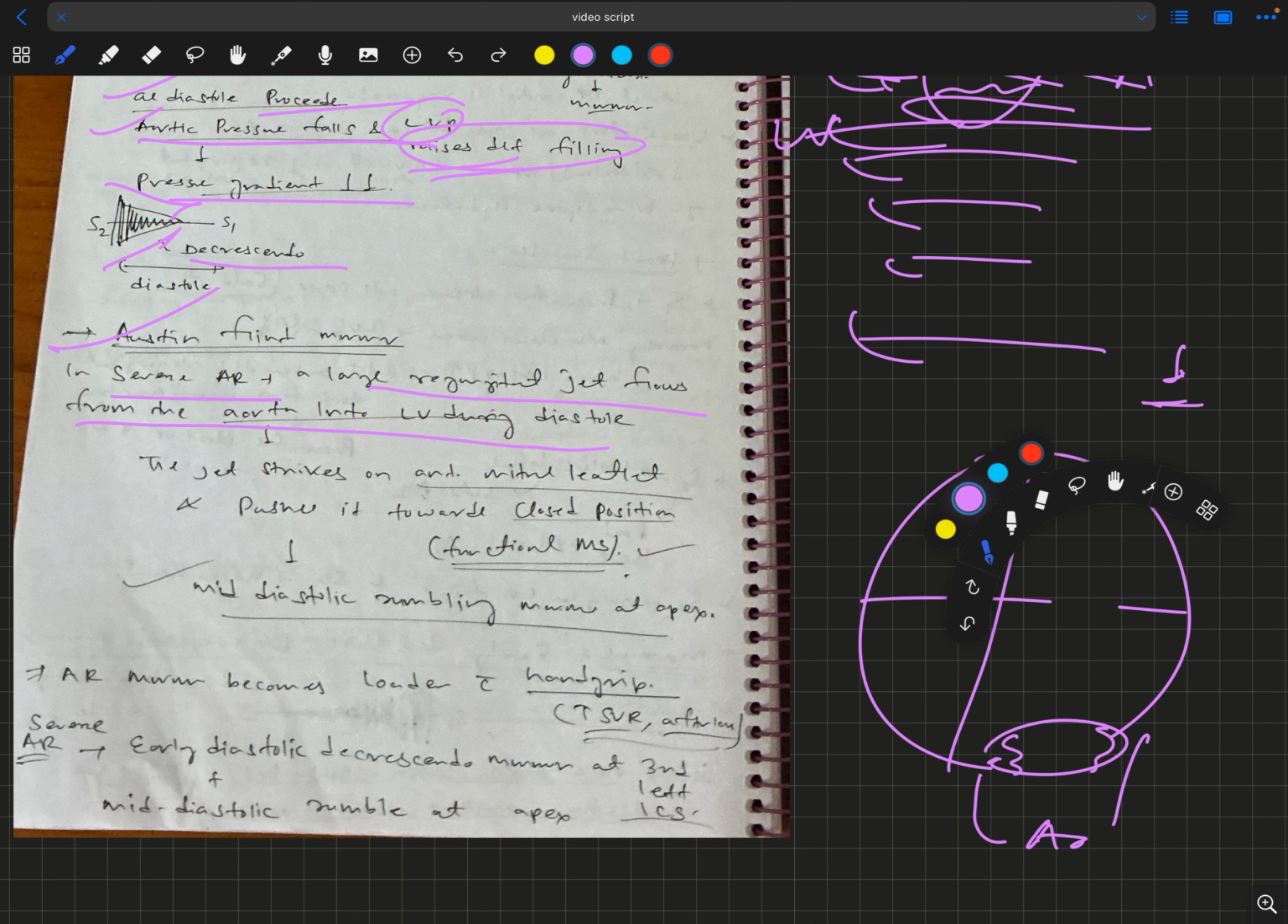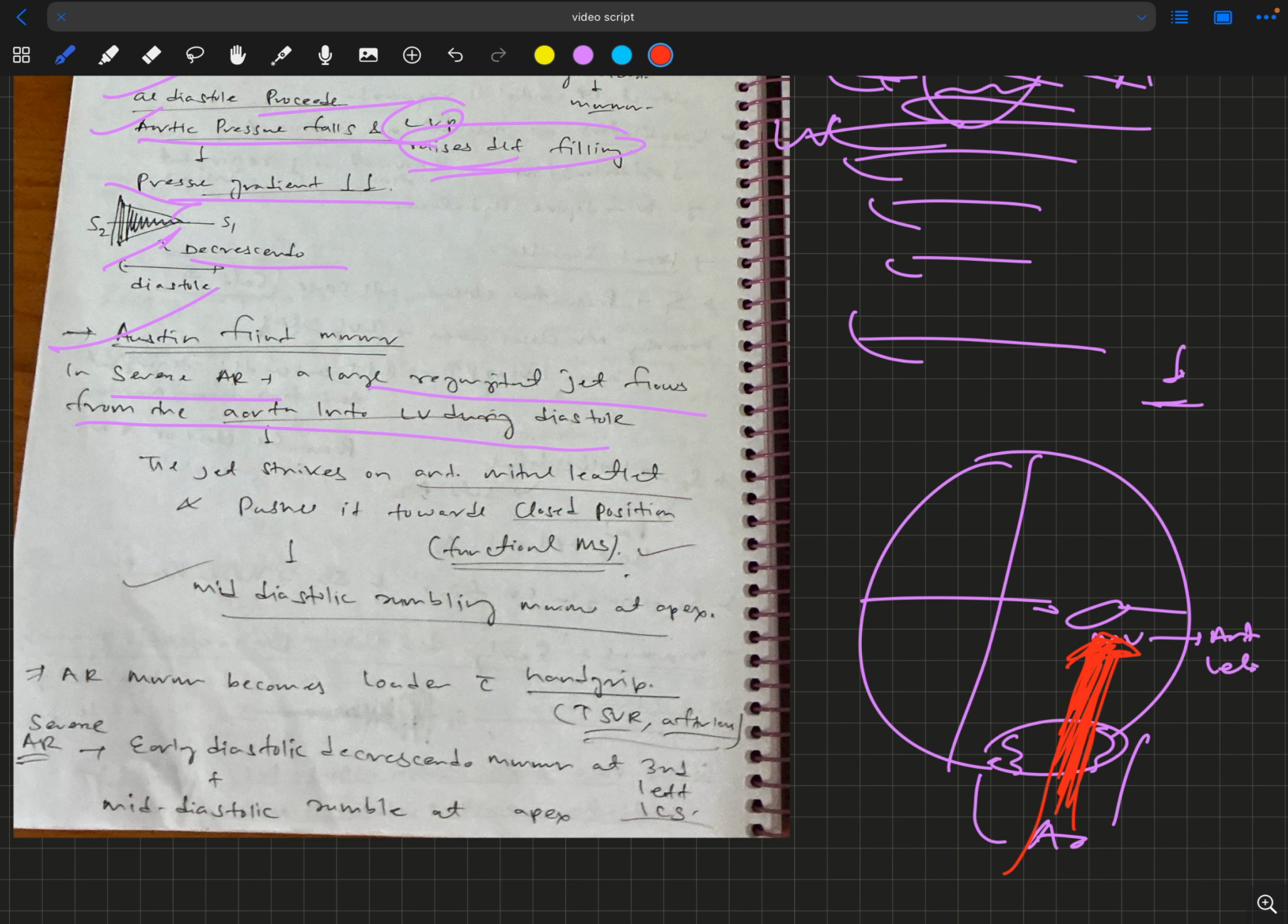Suppose this is the mitral valve, anterior leaflet. Now a large jet of blood is coming and striking the anterior leaflet of the mitral valve. When it strikes the anterior leaflet, the mitral valve appears to be closed. So this passage, in which the blood was flowing from the LA to LV, will be narrowed. So it will act as functional MS, because this valve is closing. This jet strikes the anterior mitral leaflet and pushes it towards the closed position.